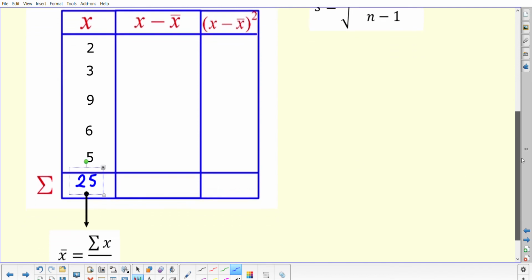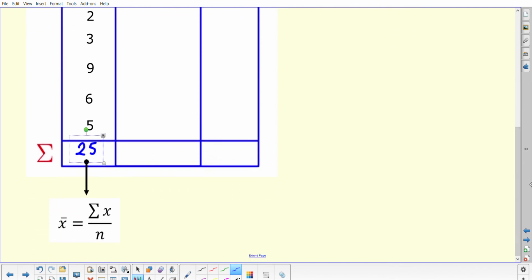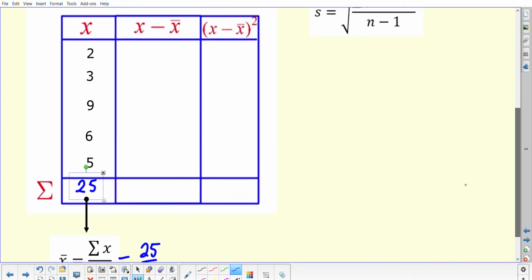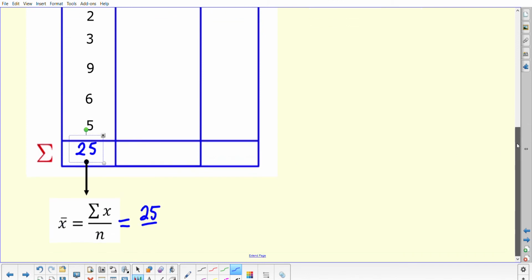Once you have got that total, the first thing you do is work out what x bar is, because you can't go any further. You need that information for the second column. So it's about taking the total. In this particular instance, we've got 5 data points here, so we are going to be dividing by 5. So 25 divided by 5 means that the mean value is 5.